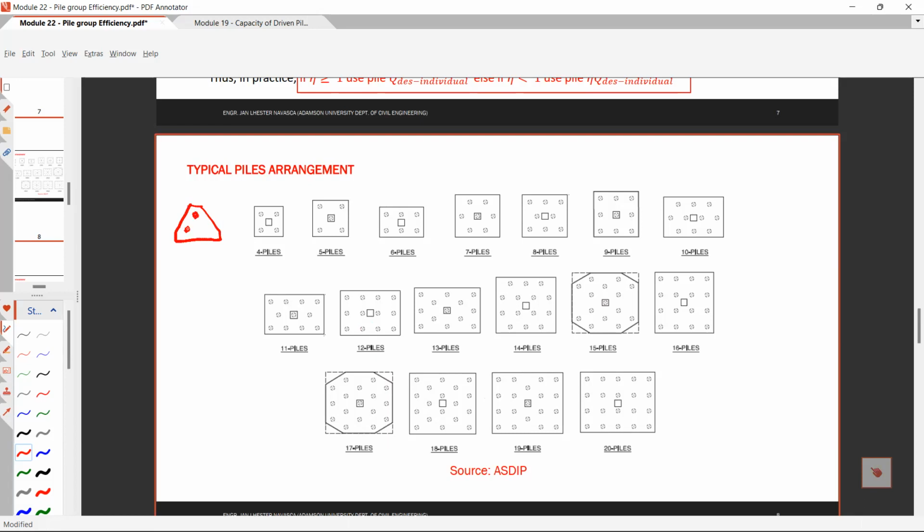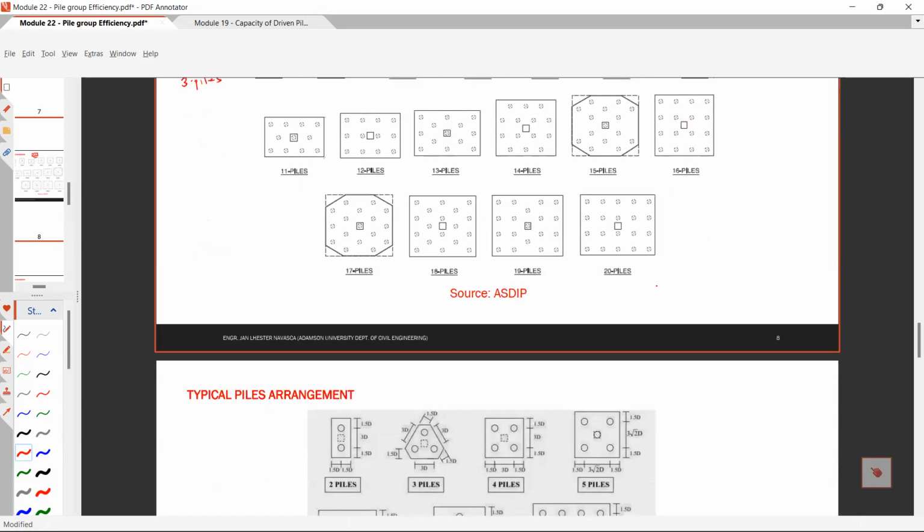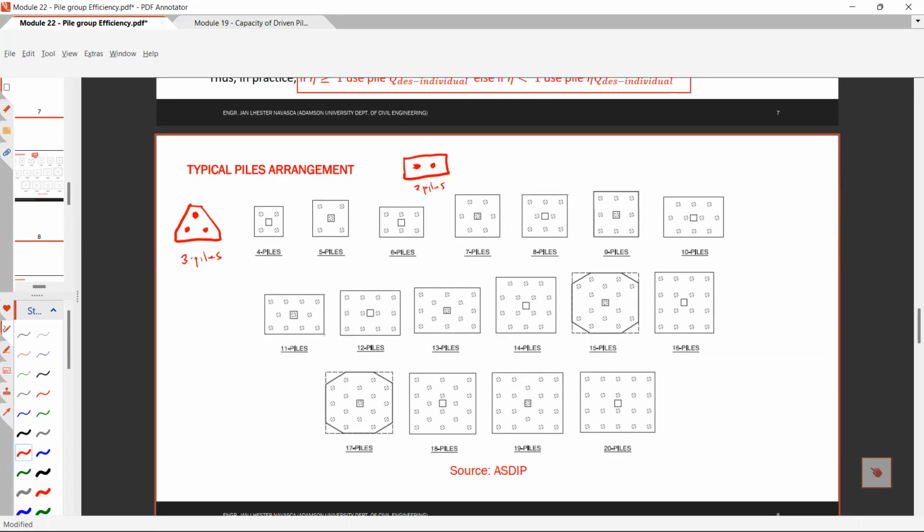Okay? Yan yung arrangement. And kapag 2 piles lang, ganito yung arrangement. Okay, so hindi siya nasama. 3 piles and 2 piles. Yan. Meron ba dito? Ayun, sorry. Meron pala dito. Okay, anyway.